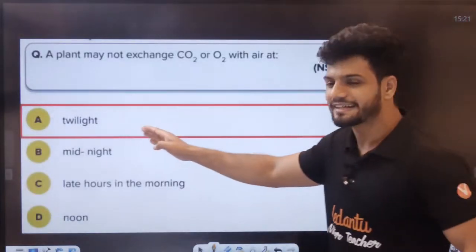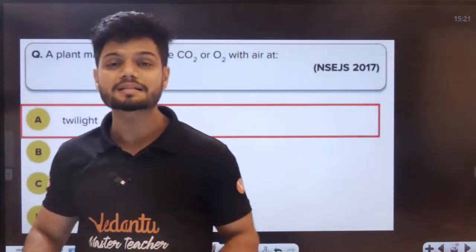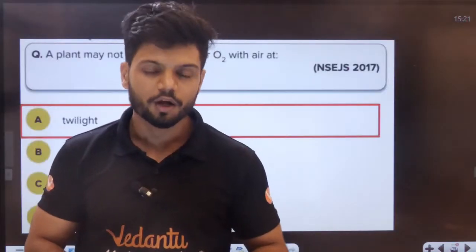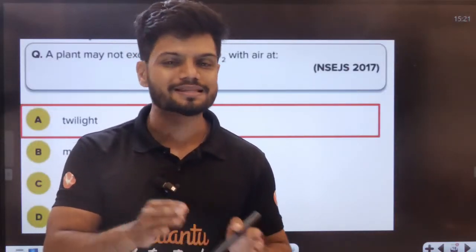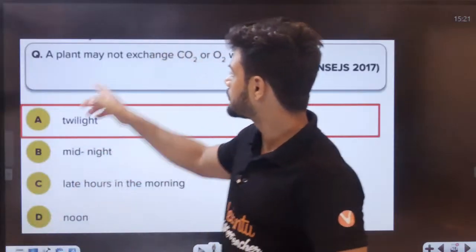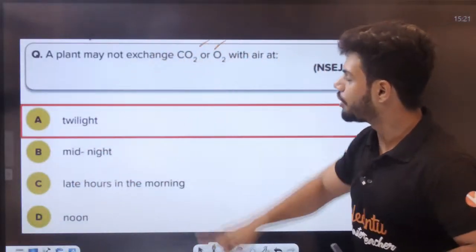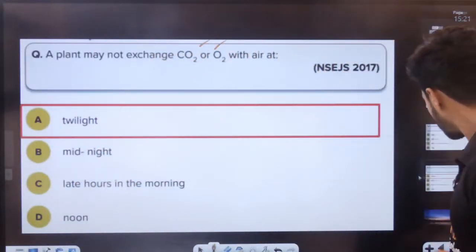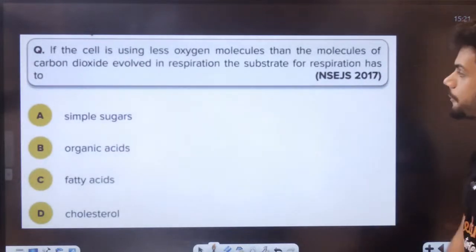And in twilight condition, what happens? There is something called the compensation point, where the rate of photosynthesis is equal to the rate of respiration. So at that time what happens? There is no exchange of oxygen and CO2 at that time. Okay, next question on the board.